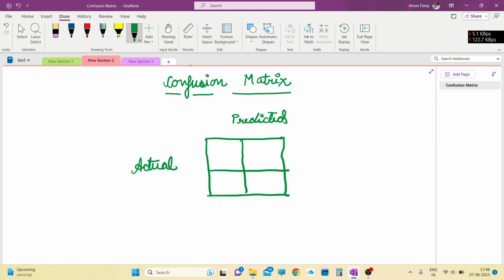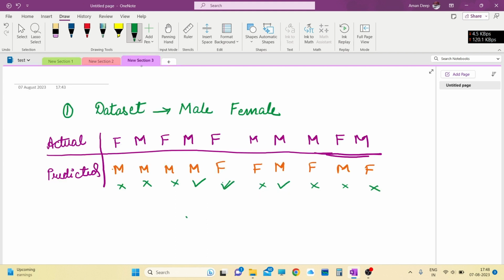We will try to get a better understanding of it. To understand it, first of all we will need a data set. Here I have created one data set for understanding purposes. Here male and female are the actual values of the data set, and this is what was predicted by our machine learning algorithm. The machine predicted female as male. This is the data set we will be using in this example.